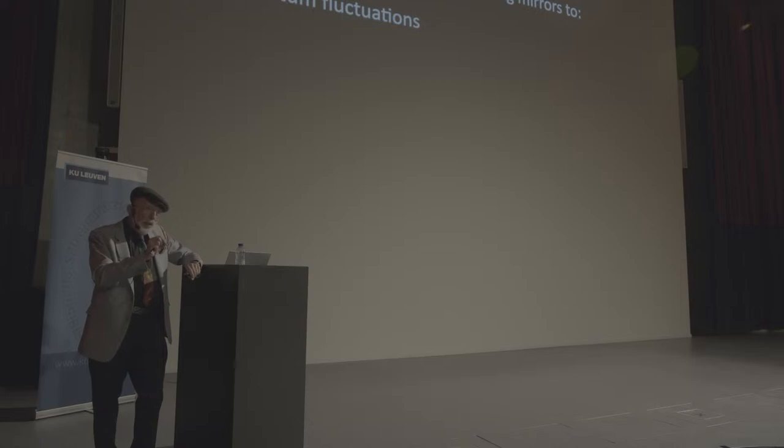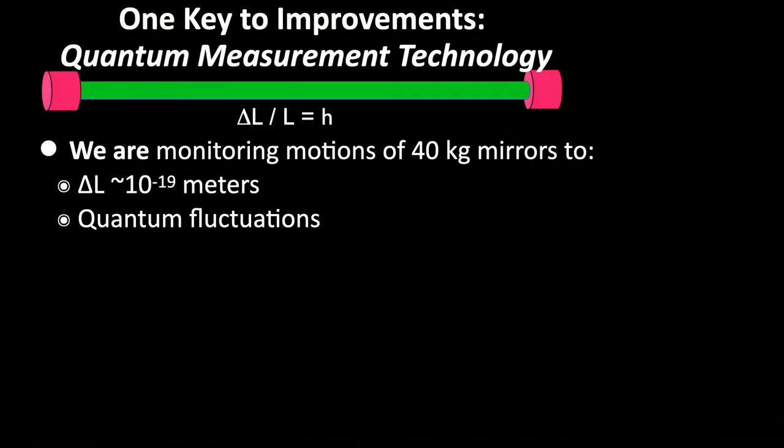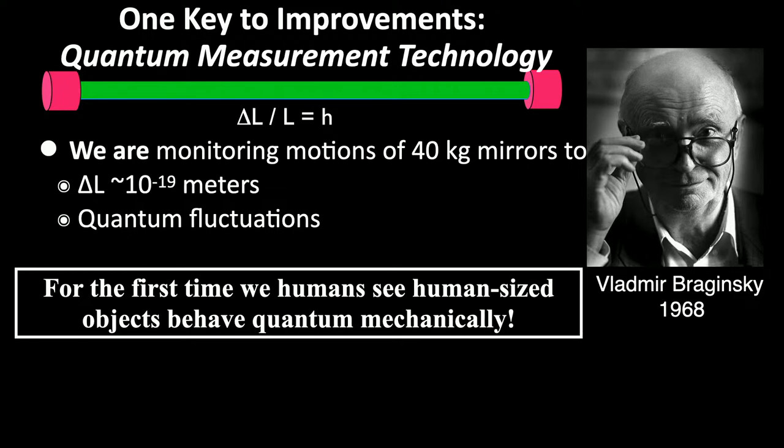Now, if you have an electron or a proton, its position is quite uncertain on atomic scales. It fluctuates randomly. These are called quantum fluctuations, just because of the so-called uncertainty principle in quantum mechanics. We are seeing those same fluctuations in the position of 40 kilogram particles. This is macroscopic quantum mechanics. This is quantum mechanics seen on the scale of human beings with a very expensive apparatus that was designed, of course, to begin exploring the warped side of the universe. But as a byproduct, it has been necessary to develop quantum measurement technology at a level that we can deal with the fact that this is the first time we humans see human-sized objects behave quantum mechanically.